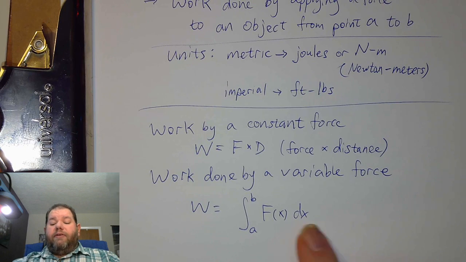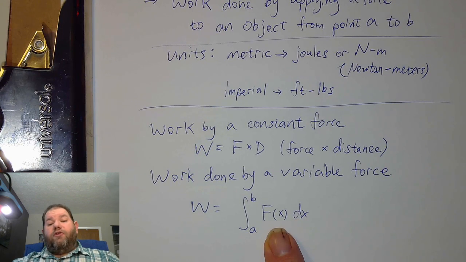And then dx is our distance from a to b. So it's still force times distance, but because the force is changing from one moment to the next as that distance changes, it's no longer a constant force, it's now a variable force.